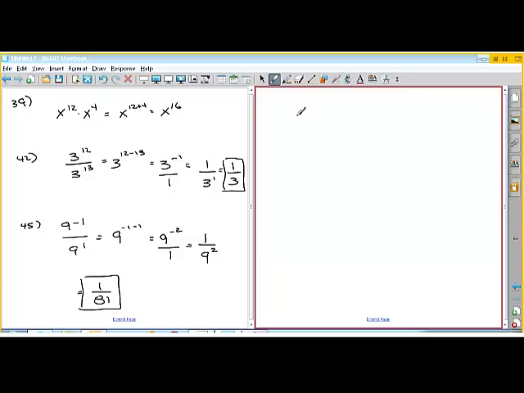Now, how else might you do this? I could move this to the numerator and change the sign, and then I use the product rule where I would add these two together, and then I do the same thing as this. Or the other option would be to take this 9 to the minus 1 power and move that to the denominator and make it positive. Then I would have 1 over 9 times 9, which would be 1 over 81.